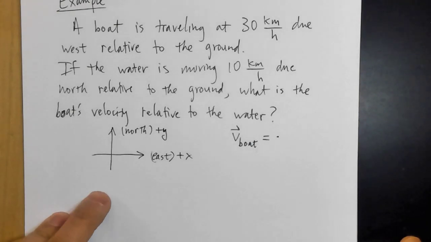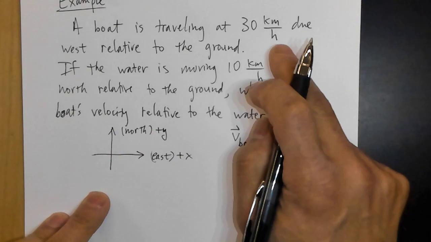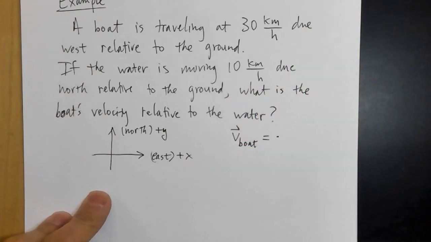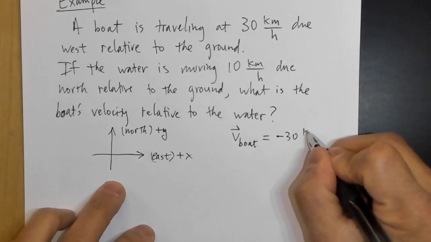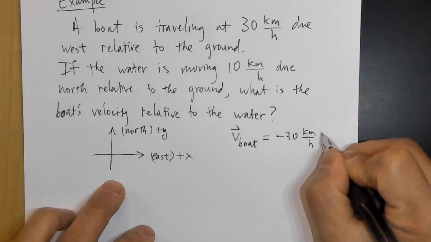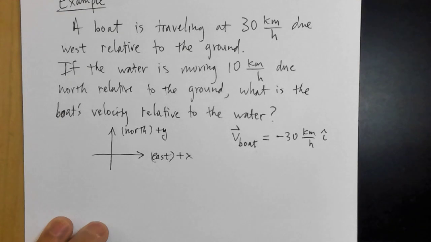Would it be positive or negative? Yeah, negative. And then which? So is it i hat or j hat? Yeah, perfect. Okay, so minus 30 kilometers per hour i hat. Okay, it's going like this.